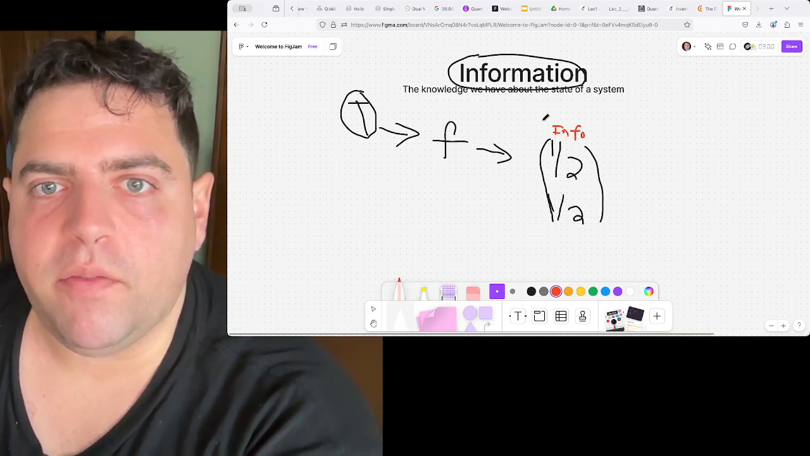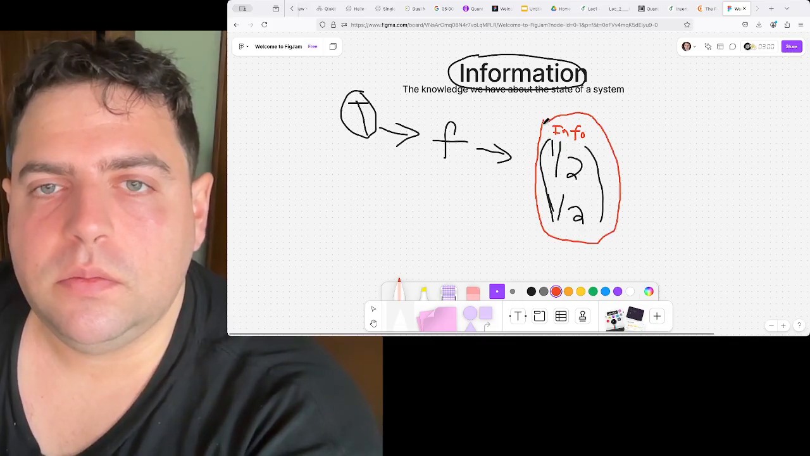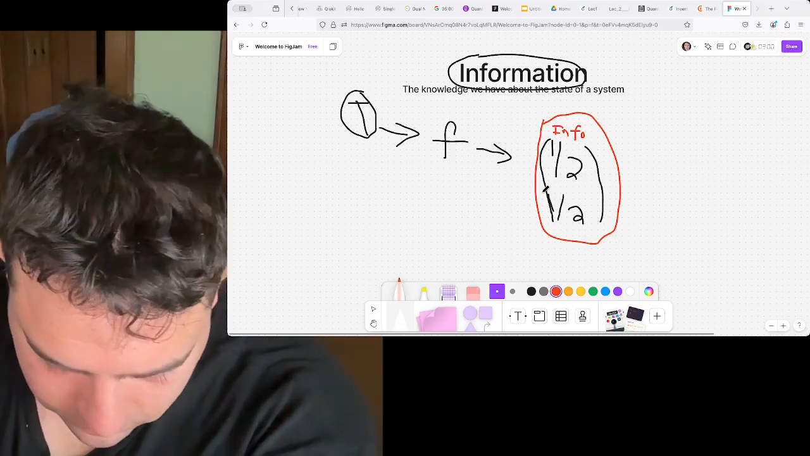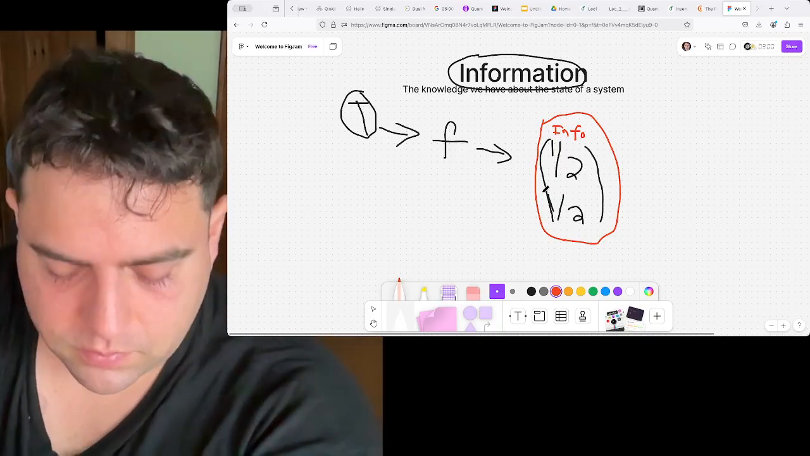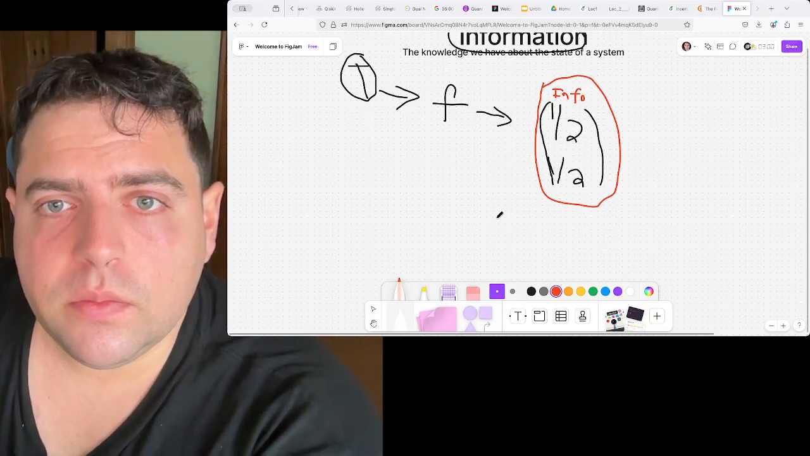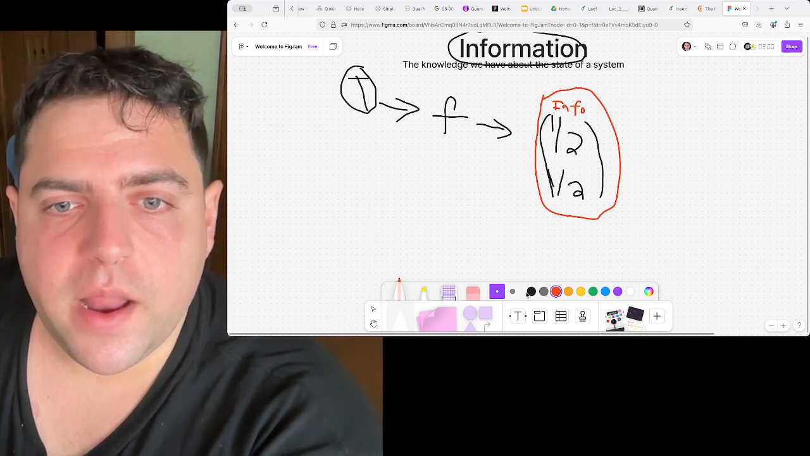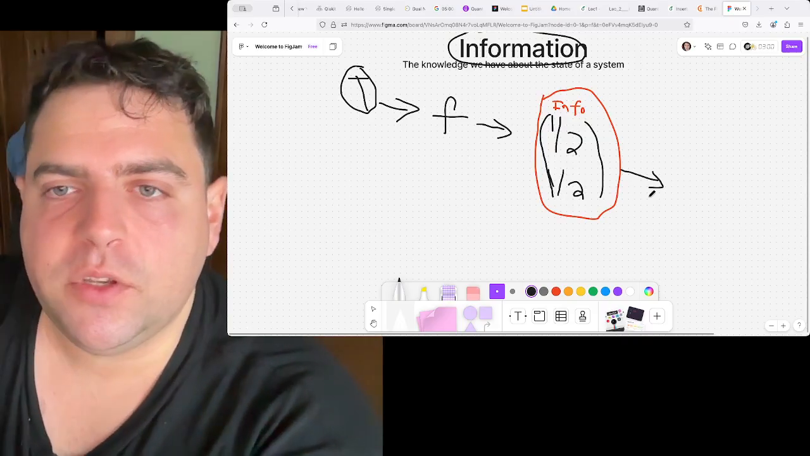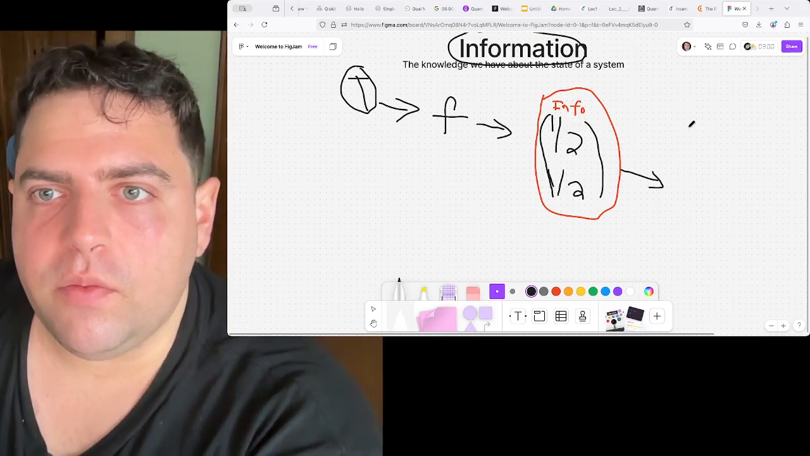That's the information I have about the coin. Okay. Once I make the observation, it happens to be heads. This information state, now in quantum mechanics, you're probably familiar with this terminology, collapses. It collapses to a state of what do we do?